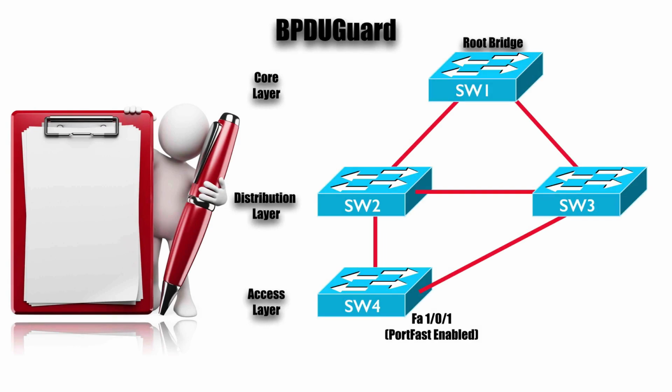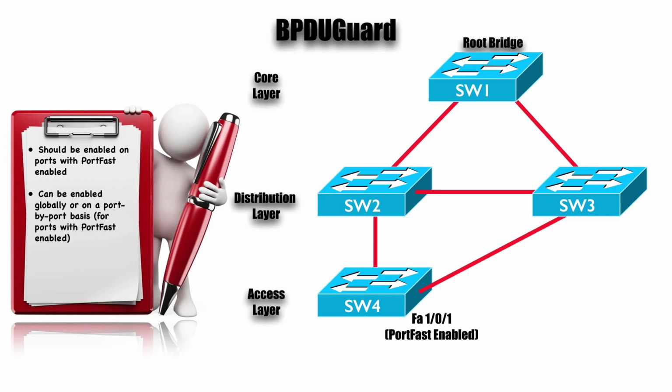BPDU guard is often used with port fast because a port enabled for port fast should not be receiving BPDUs, obviously. And even though port fast does have its own loop prevention mechanism, that loop prevention doesn't happen instantly. We can have a brief period of time where we have a loop. And BPDU guard can help prevent that temporary loop by placing a port into an error-disabled state if a BPDU is seen on that port.